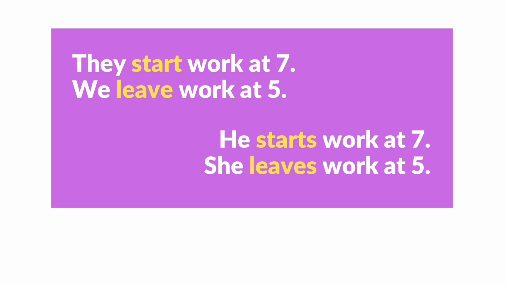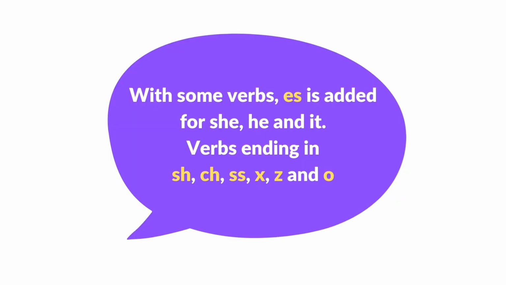In the last two examples, starts and leaves, the verbs end in letter S, because the subjects are he and she. He starts, she leaves. Again, when the subject is he, she, or it, add letter S to the end. Now, with some verbs, ES is added for he, she, and it. Verbs ending in SH, CH, SS, X, Z, and O.